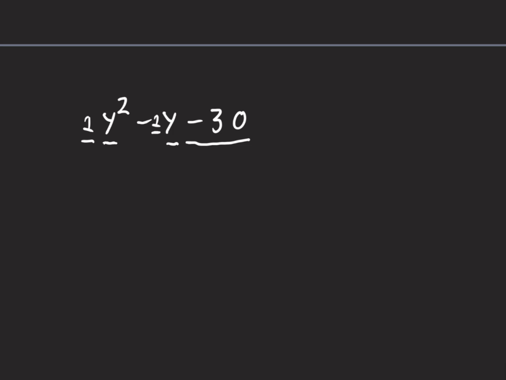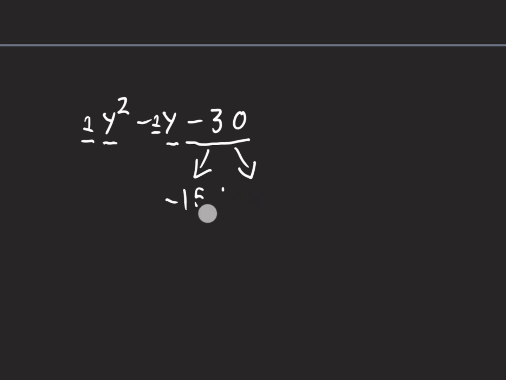So now we need to think of two numbers that multiply to negative 30. So let's think of some here. Well, how about negative 10 and 3? If I go to add those, I'm going to get negative 7. Okay, so that's not it there. So let's think of some other ones here. How about negative 15 and 2? If I add those together, I'm going to get negative 13. Okay, that's not it either.